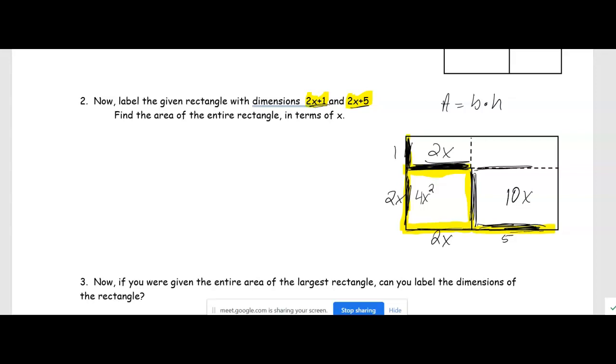And then upper right-hand corner, this has a base of the 5 below it, and a height of the 1 over here on the left. So the 5 and the 1 should make 5. So our overall area, let's add all 4 of those together. You're going to have a 4x squared, and we want to put these in the correct order, in descending order, and then plus the 2x, plus a 10x, plus a 5.